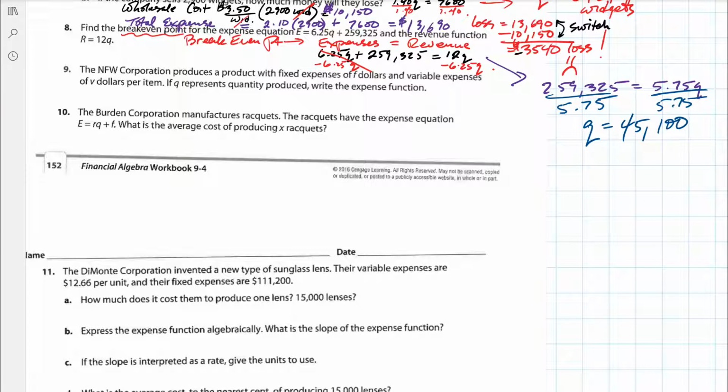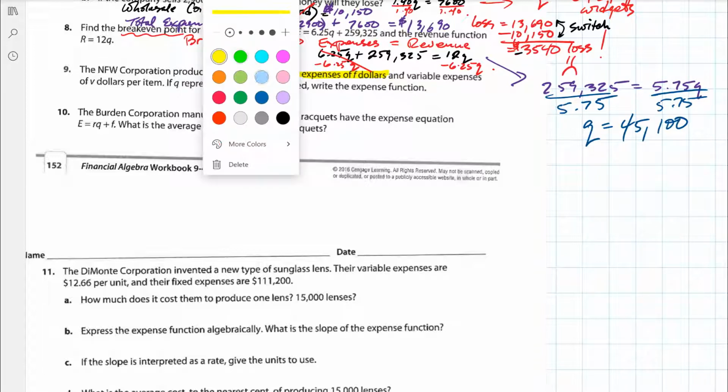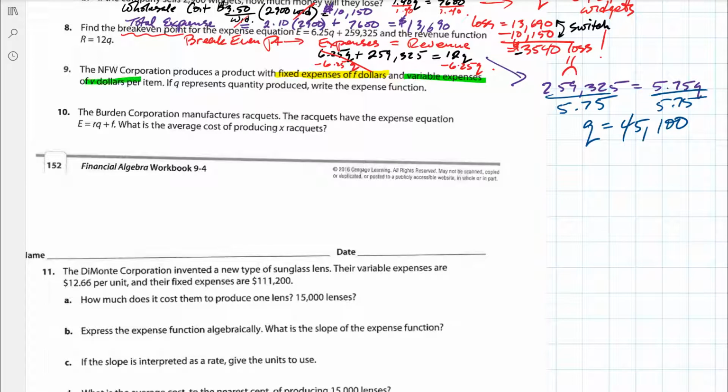The NFW Corporation produces a product with fixed expenses of F dollars and variable expenses of V dollars per item. Right away they already told you two things: the fixed expenses are F dollars, and the variable expenses are V dollars per item. If Q represents the quantity produced, write the expense equation. Remember, expenses is equal to variable plus fixed every single time. So you just have to add the two.